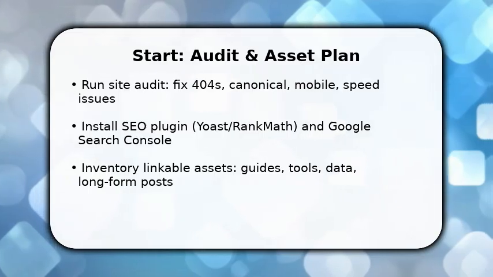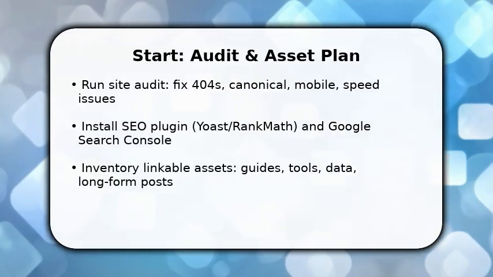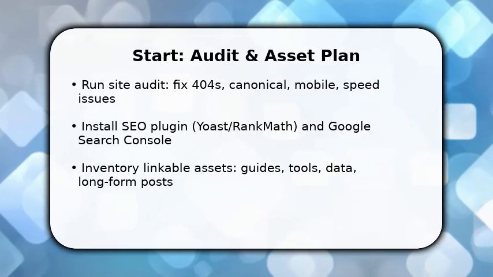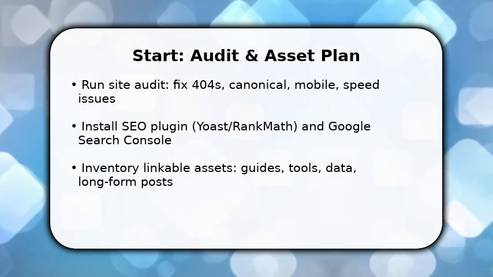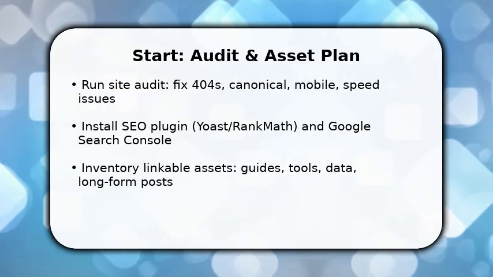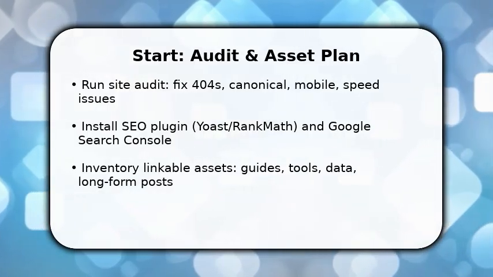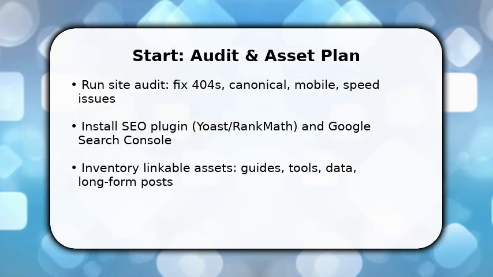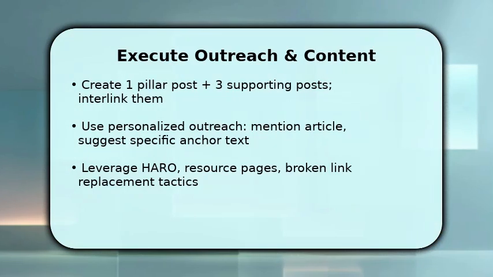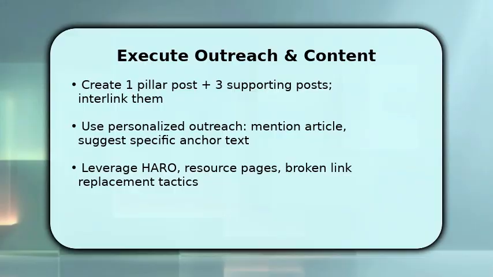Next, inventory potential linkable assets: long-form guides, original data, tools, or templates, because quality assets attract backlinks. While you do this, create a simple outreach list of 20 targets and draft 2-3 tailored pitch angles to test immediately. You move into execution: publish a pillar post and 3 supporting pieces, then interlink them to concentrate link value.